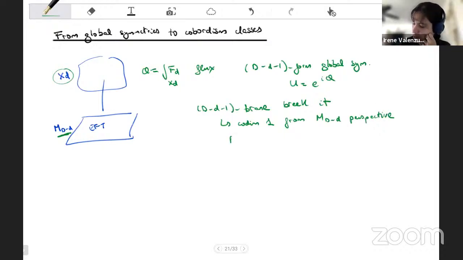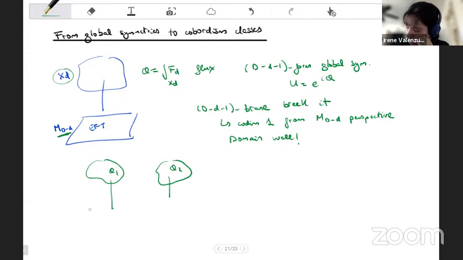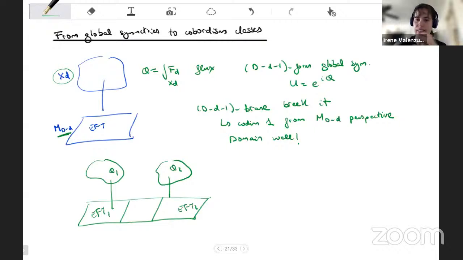So it's a domain wall. What is happening is that if I compactify on some internal manifold that has some flux, Q1, and another which has a flux Q2, the two effective field theories that I get can be connected by a domain wall. So these domain walls are changing the value of the flux. Okay, so here I have the domain wall.